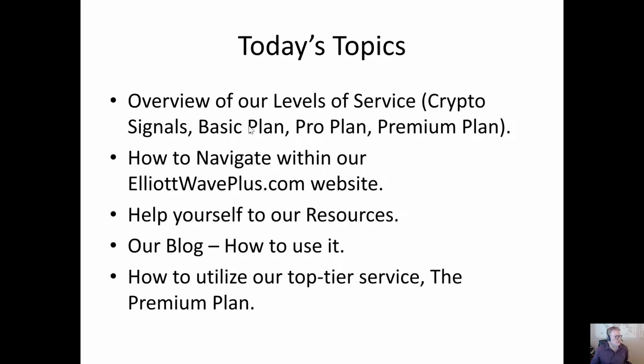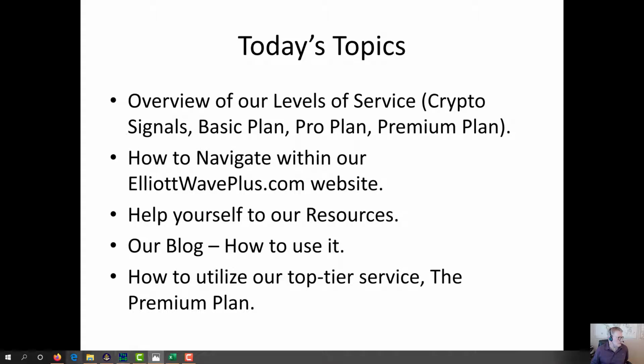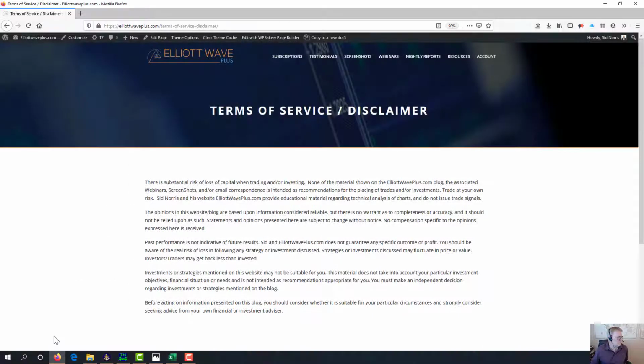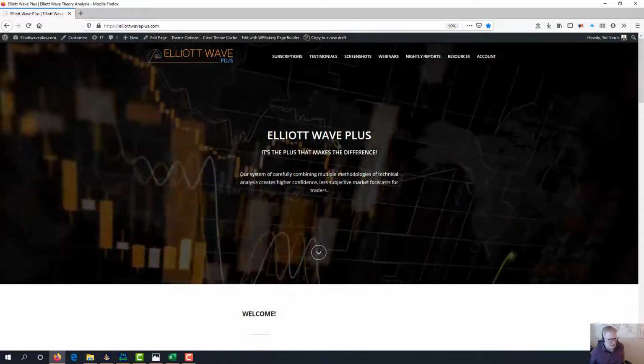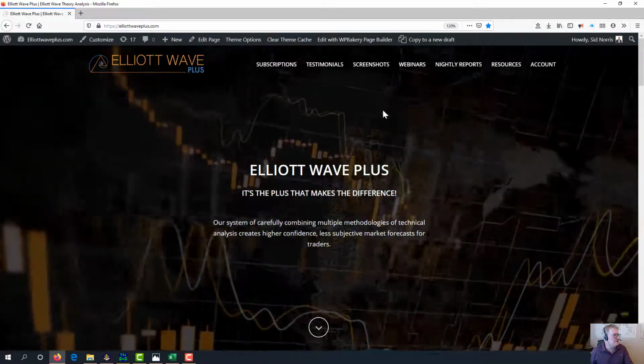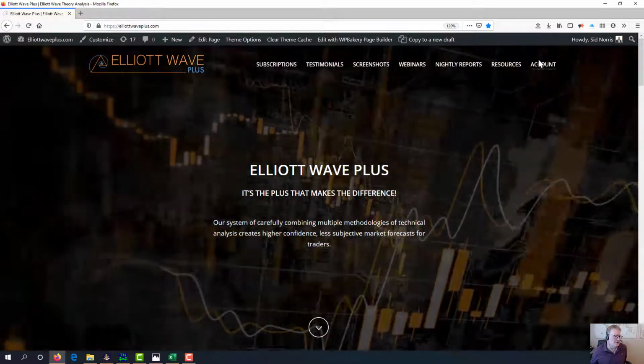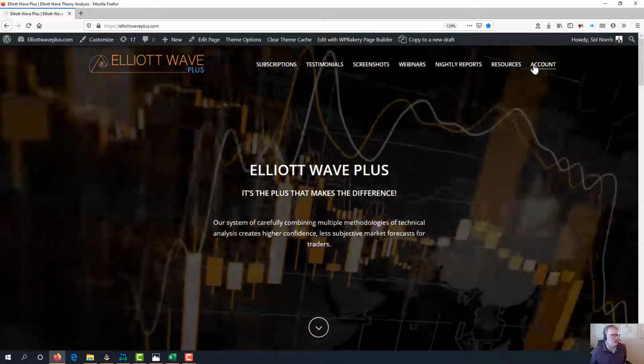So we'll start going over those things one at a time here now, and we'll start with the overview of the levels of service. And for that, I'll just go to my website and show you that. By the way, I'm logged in at the website as a paying subscriber. When you are logged in, you'll know because you'll see the word account up here.